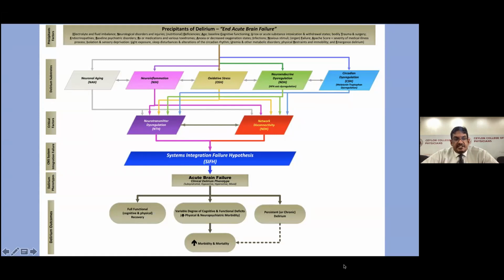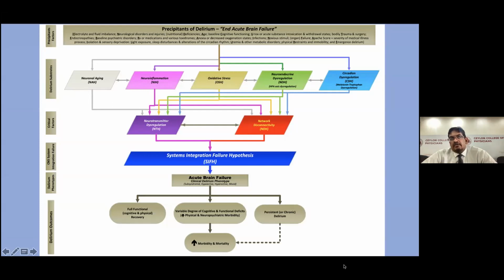There are 5 elements in this which come into play in unison or in singularity, where there is neuronal aging. As one advances in age, there is atrophy and there are changes in the brain. There is neuroinflammation, where there are a lot of cytokines that may be coming from illnesses that we were speaking of, or the oxidative stress, again from the illnesses. And there can be neuroendocrine dysregulation from the hypothalamo-pituitary axis.